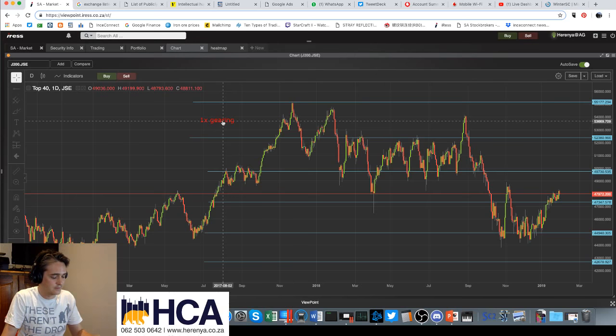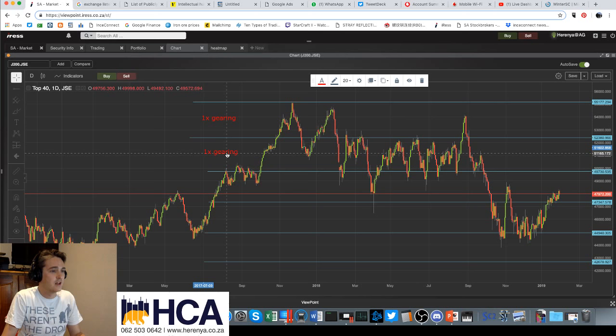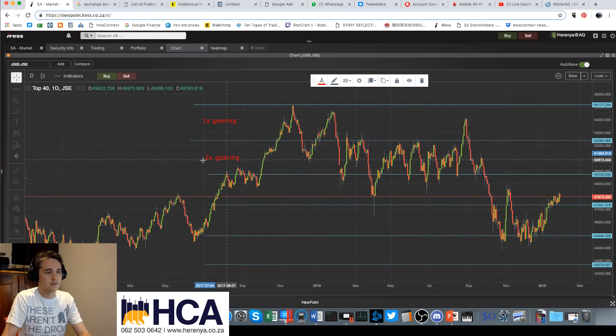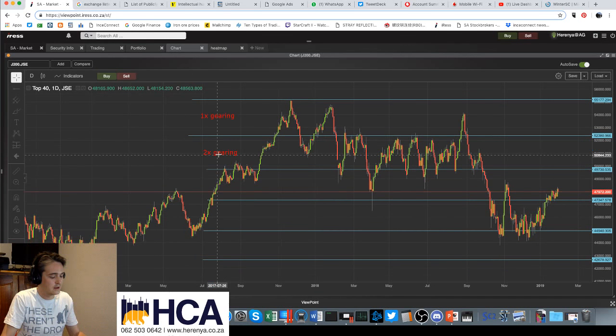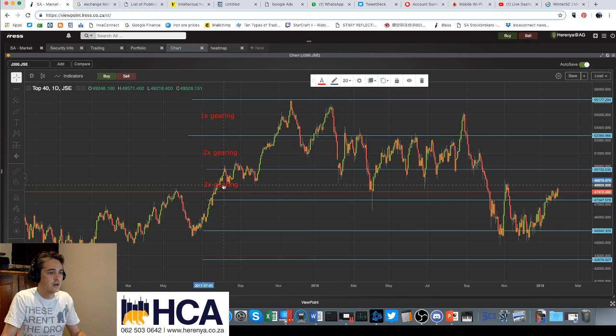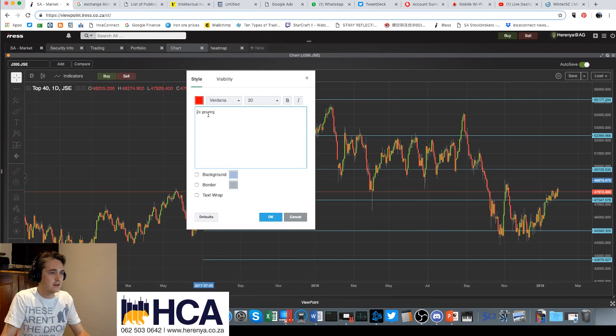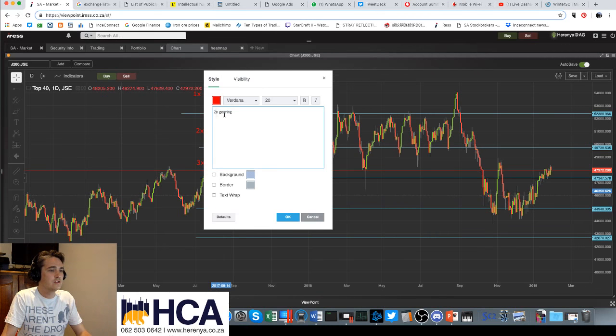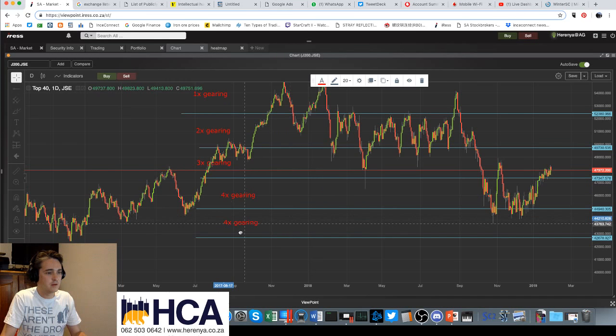If it comes down, let me learn how this works. If it comes down into the next 5 to 10% block, I can now take 2 times gearing. All right, and if it comes down into the next block, I can now take 3 times gearing, and so on and so forth. So what this is doing is it's allowing me to gear up the deeper the market falls.